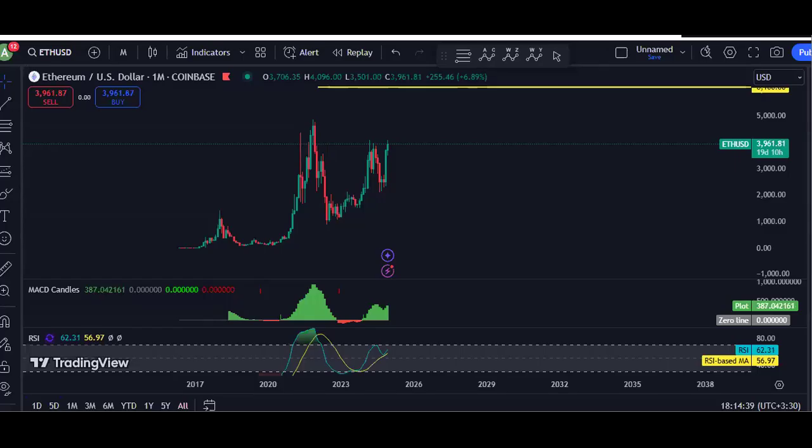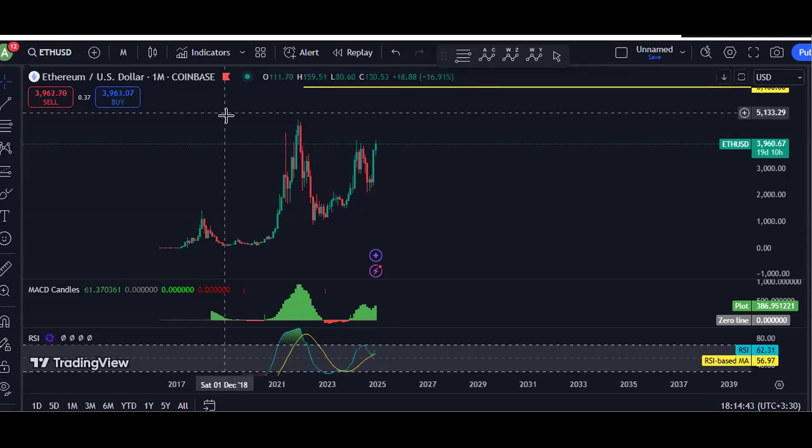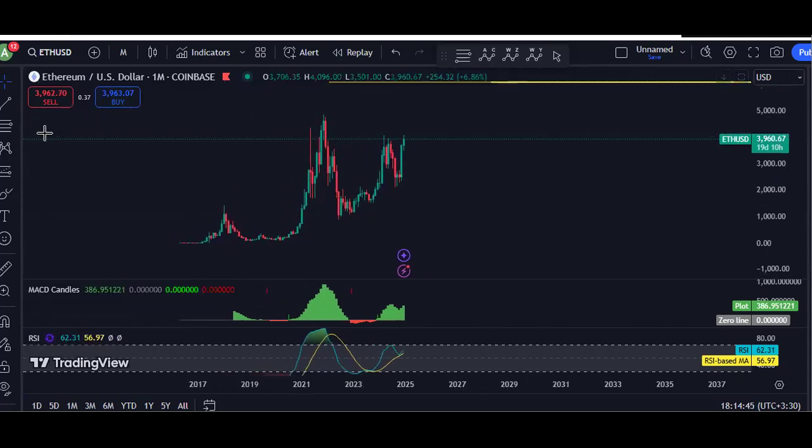ETH, we start with the monthly chart. I just want to give a quick update. As we can see, based on the monthly chart, we have been looking to see the breakout of this correction. The price is almost at the top. Now we want to see the breakout of this top.